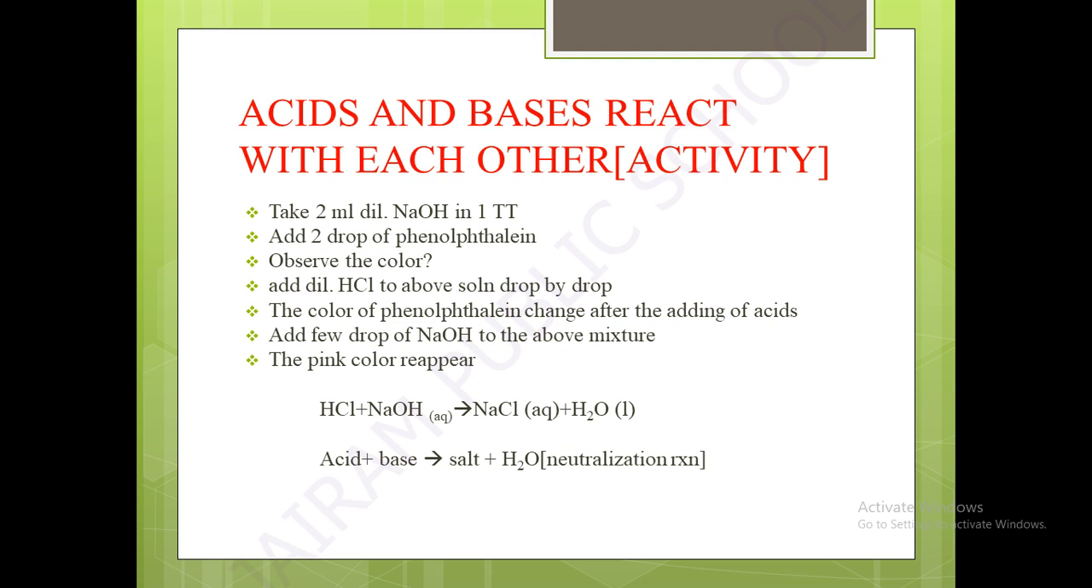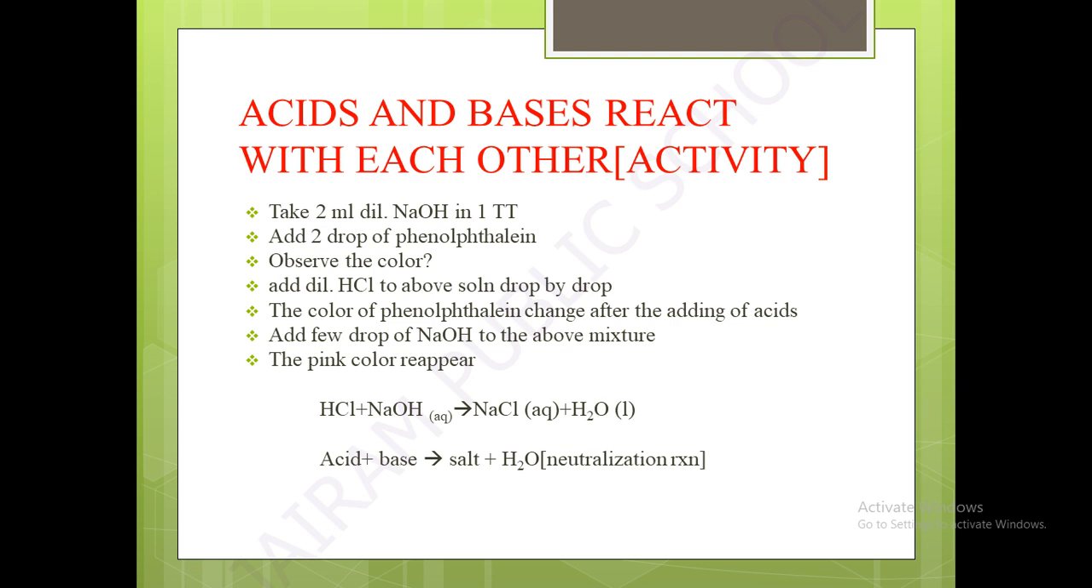So what will be the color change if we add phenolphthalein indicator? We note down that again the pink color will appear. So in base the pink color will appear. Again, to the same test tube, if we add dilute HCl, that pink color will disappear. That is, pink color will be converted into colorless. So here a base neutralizes or nullifies the reaction of an acid.